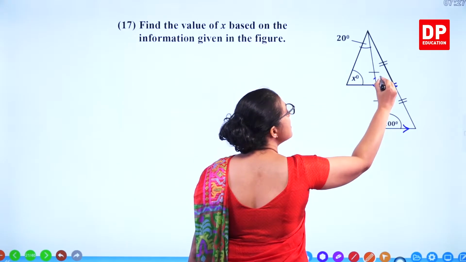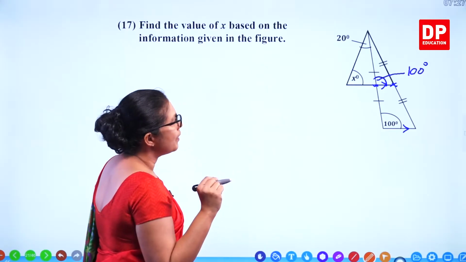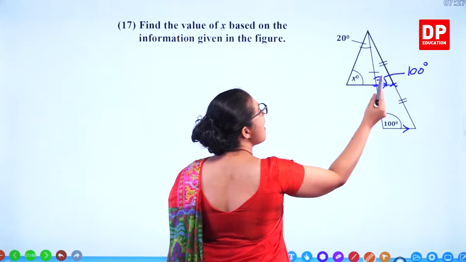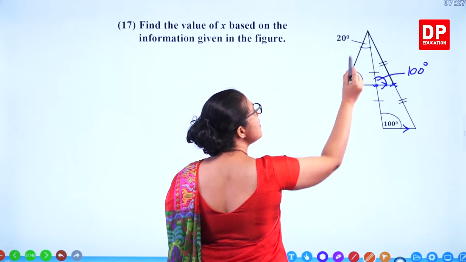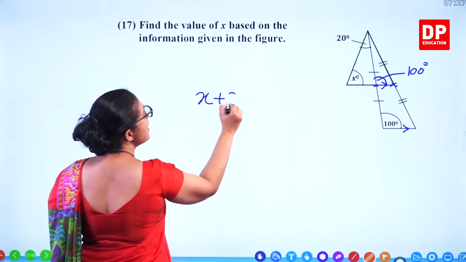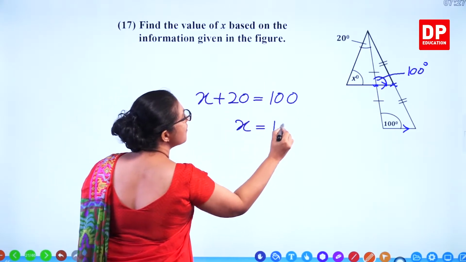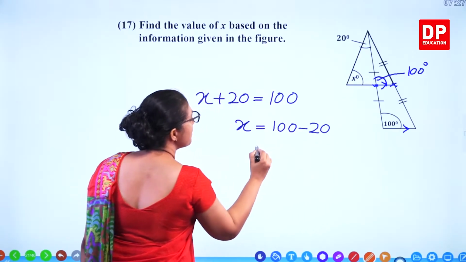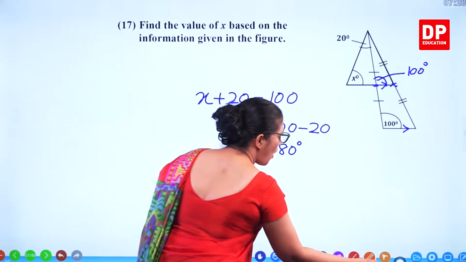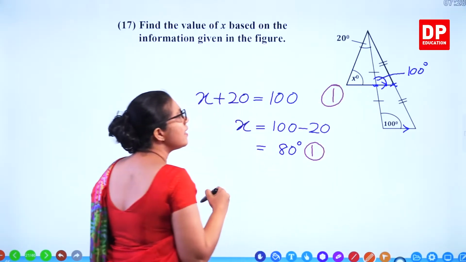Then if this is parallel, what's this angle? This is 100, so this angle is 100. Corresponding angles are equal. So what's x? We know when you take this triangle, this is the exterior angle and these are the two interior opposite angles. So we can write x plus 20 is 100. So what's x? x becomes 100 minus 20. 80 degrees. So you get 1 mark for the answer and 1 mark to identify that.